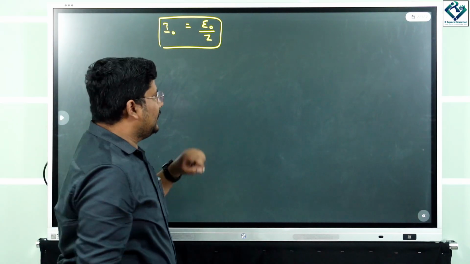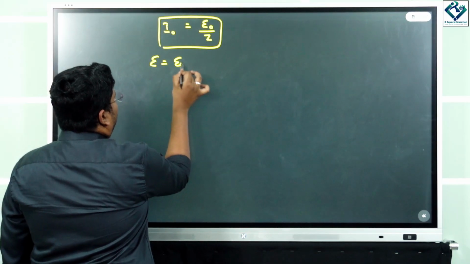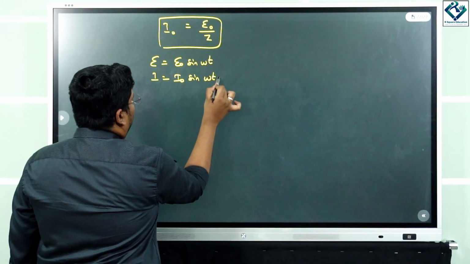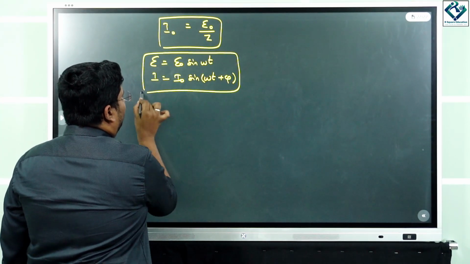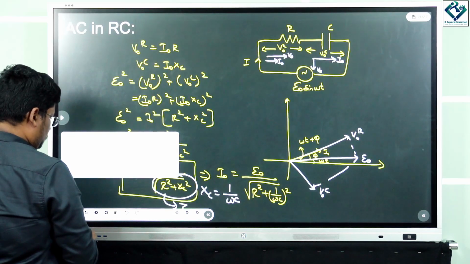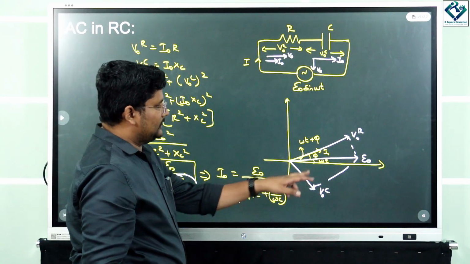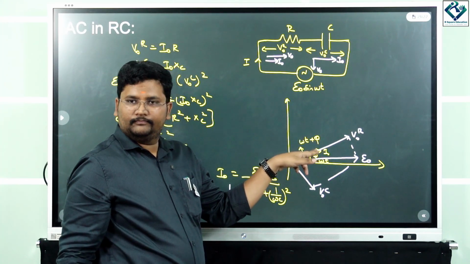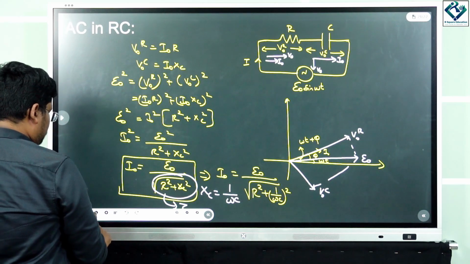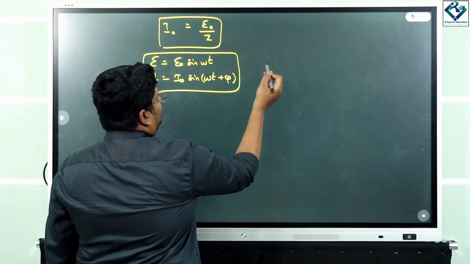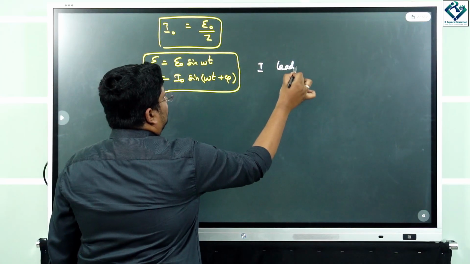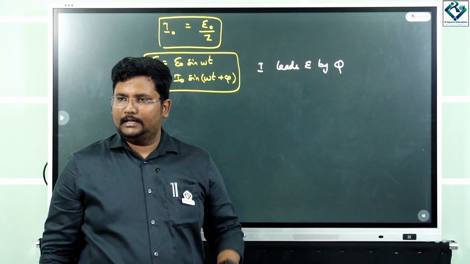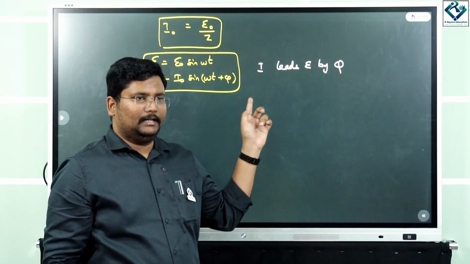No? Right. Again, E is equal to E naught sin omega t was the input, and the output was what? Omega t plus phi. Yes or no? So you can see this is nothing but omega t plus phi, and that is the current's value. So we can say that the current leads the EMF by phi, correct? Yes, in that case for an RL circuit it lagged.